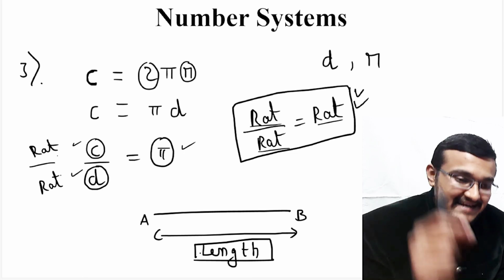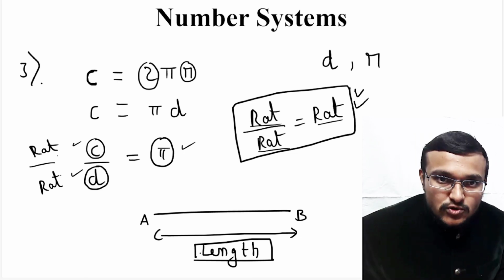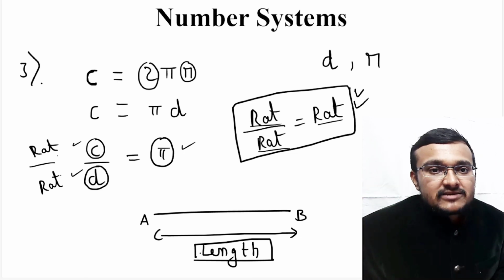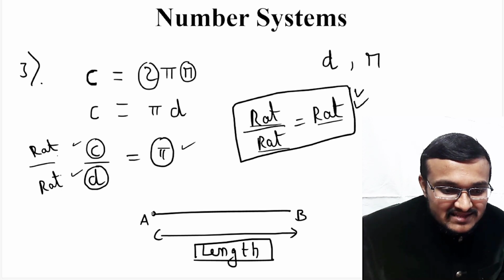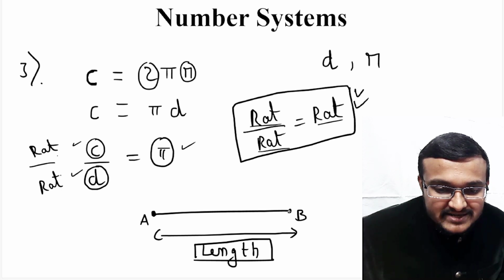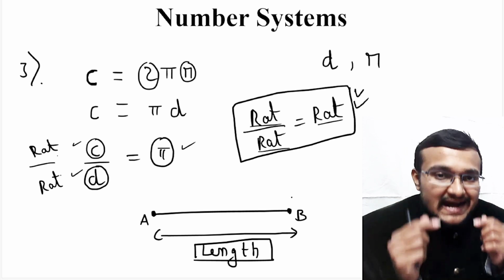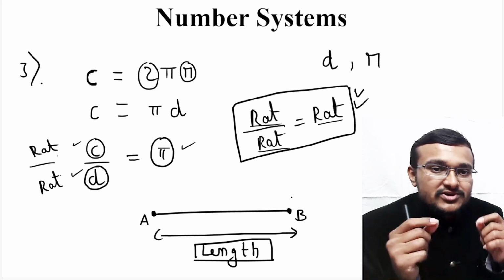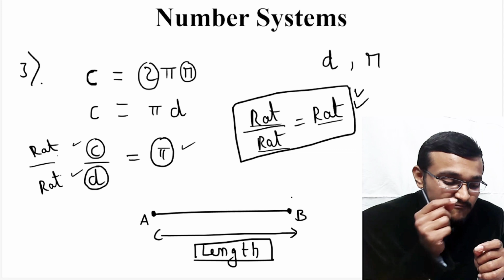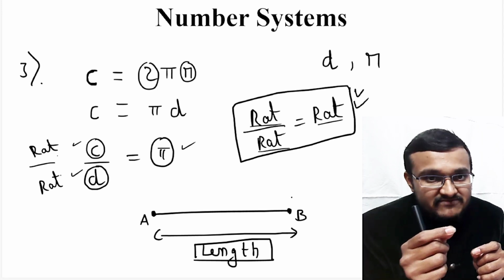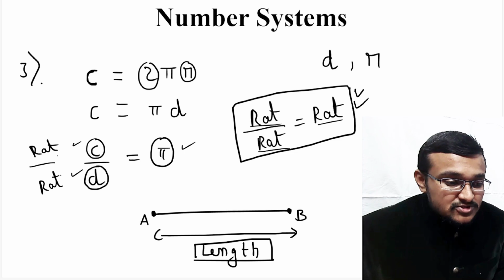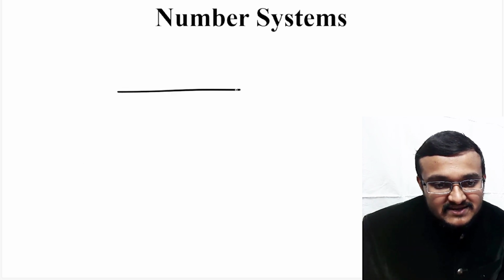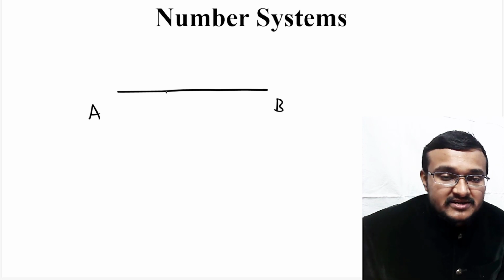So what exactly is the point A? You don't know. What exactly is the point B? You don't know. You might tell that this point is A and this point is B. But whenever you are considering length, from what level are you starting? For example, if I zoom into this line, I'll draw it on another slide. Let's say this is AB, which is the diameter of a particular circle.